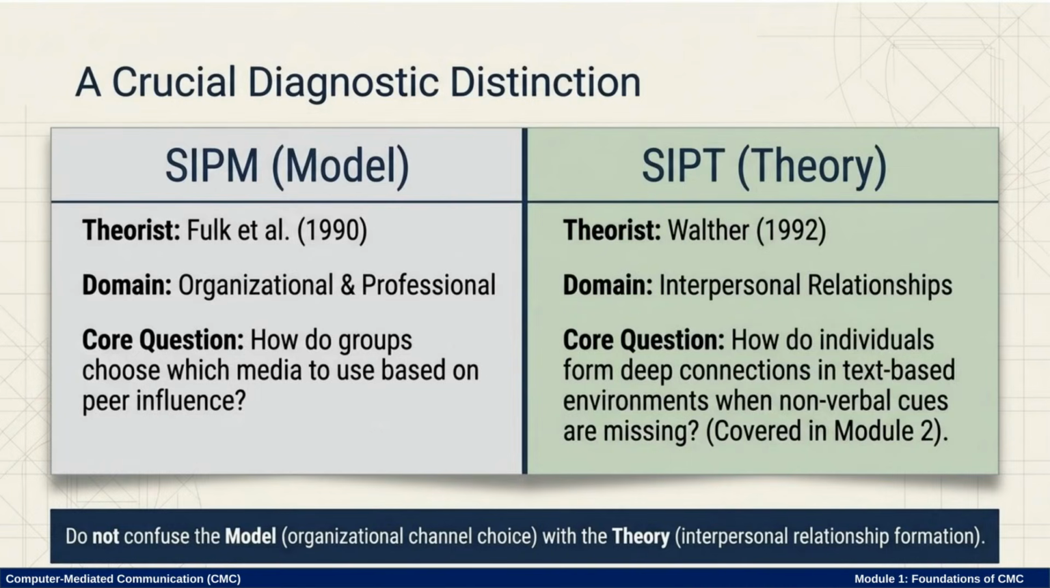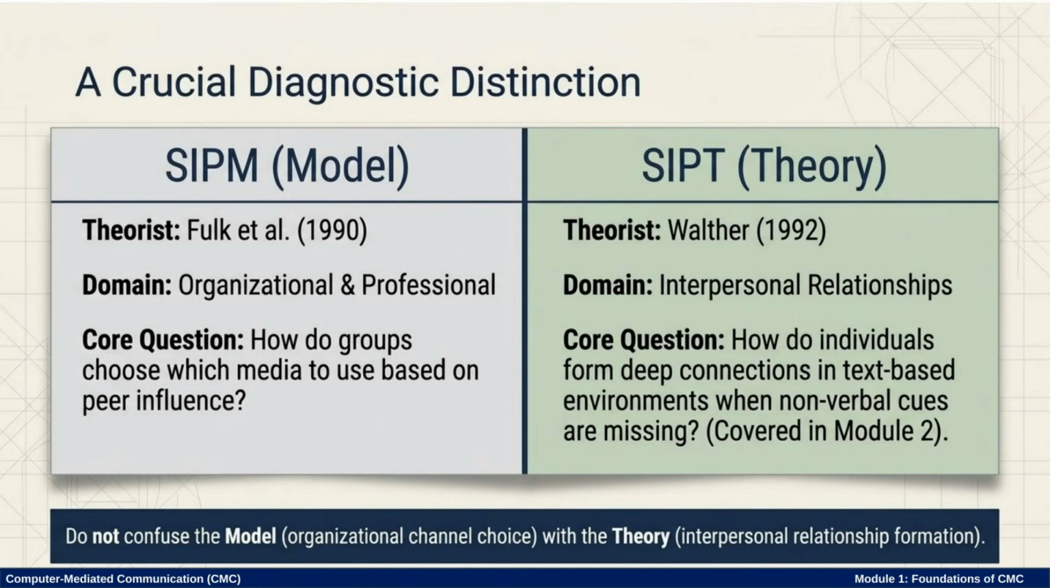This next point is important because these two theories have very similar names, and students often confuse them. Let's make the distinction clear, once and for all. SIPM, the Social Information Processing Model, comes from Fulk and colleagues, 1990. Its domain is organizational and professional. Its core question is, how do groups choose which media to use based on peer influence? We just discussed this one in the previous slide.